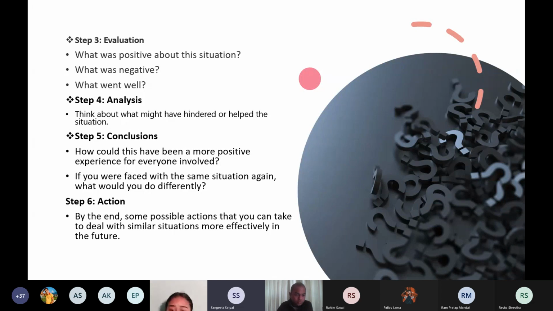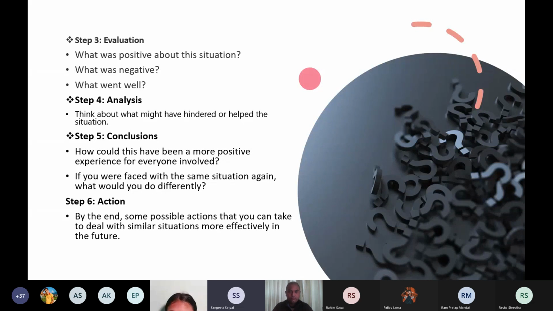And step 4 is analysis. Analysis is the most important step in this model. You understand why the experience was positive and negative. We try to understand what went well and what didn't.